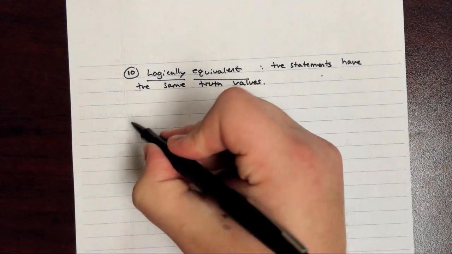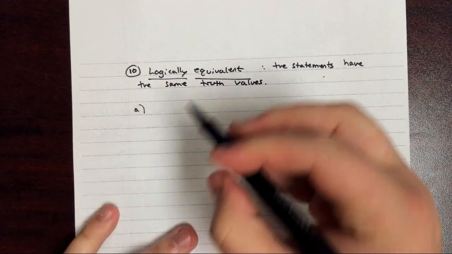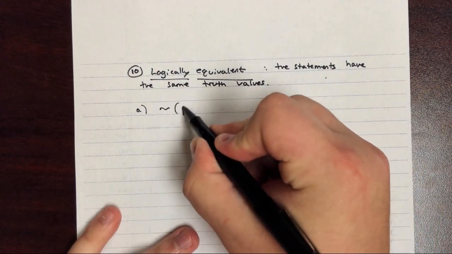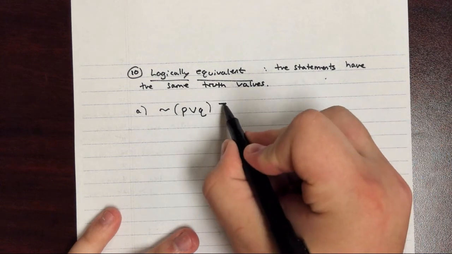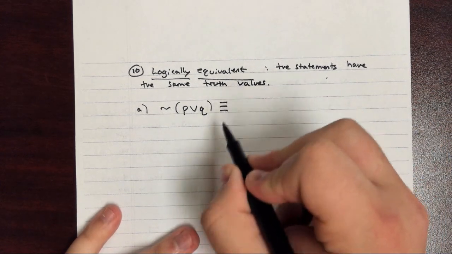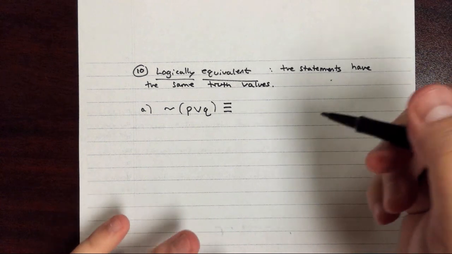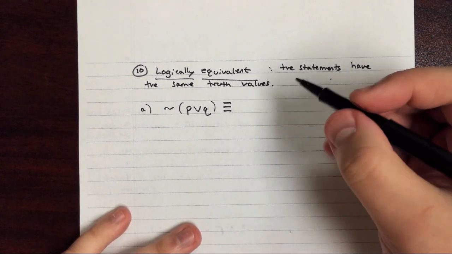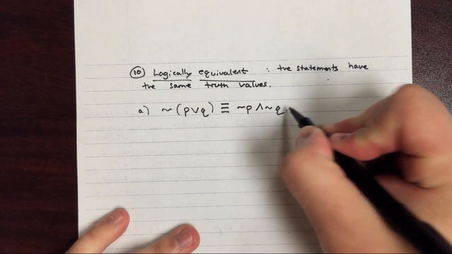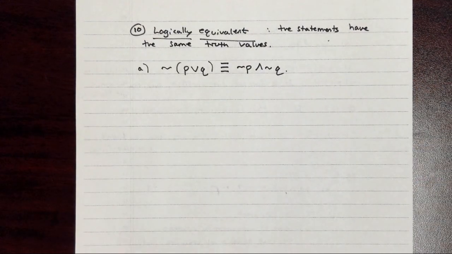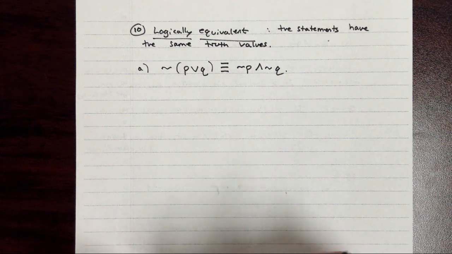For the first one, part A, we're going to try to show that not (P or Q) is the same thing as, and the symbol for logical equivalence is an equal sign with three bars, not P and not Q. So Zaire, this is the distributive rule that you had mentioned. And in fact, we're going to go back in a second and correct some of the language we were using. But let's do the truth table first.